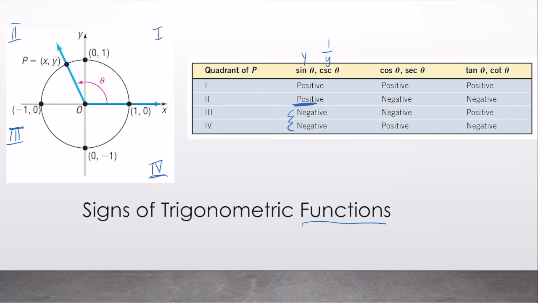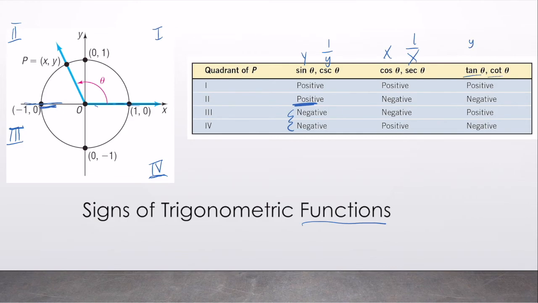Now let's think about cosine. Cosine is x, secant is 1 over x. X is positive in quadrant 1, but negative in quadrant 2. It's also negative in quadrant 3, and then it gets positive again in quadrant 4. So that's why it goes positive, negative, negative, positive.